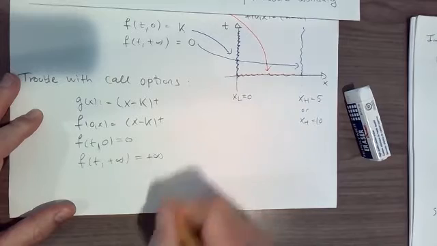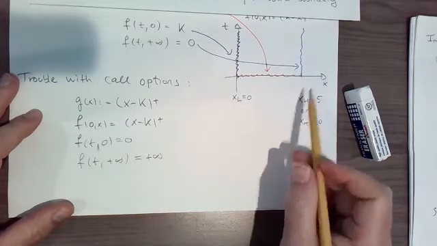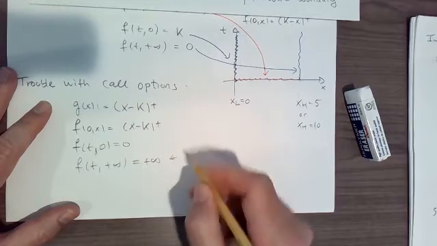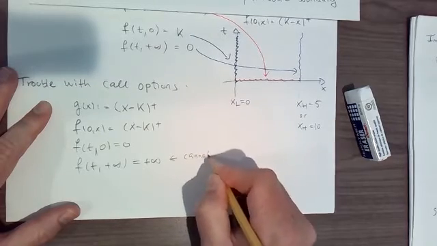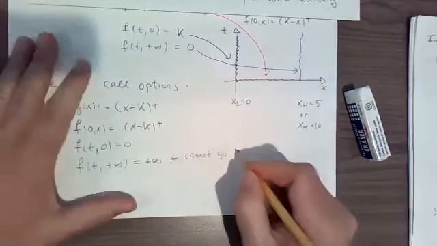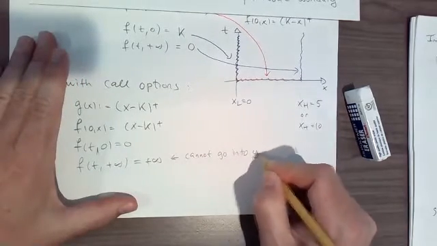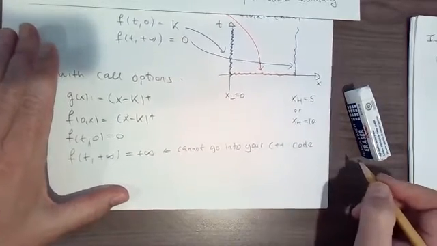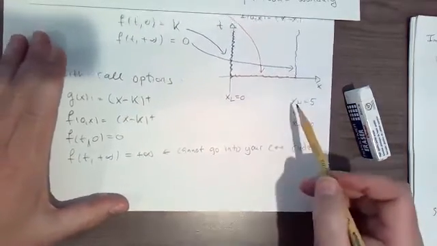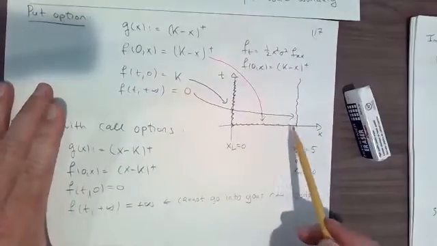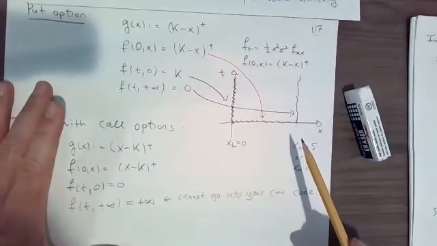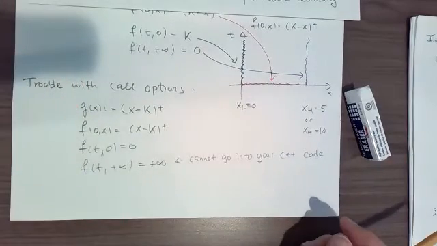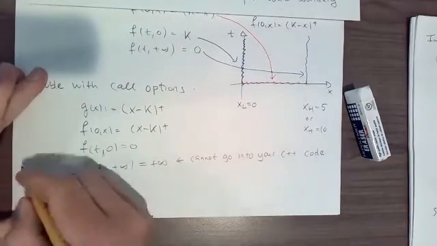So how are we going to get this? This is not going to work. This cannot be. This cannot go into a computer, cannot go into your C++ code. We can't prescribe the value plus infinity out here. So what to do? So what do we do?